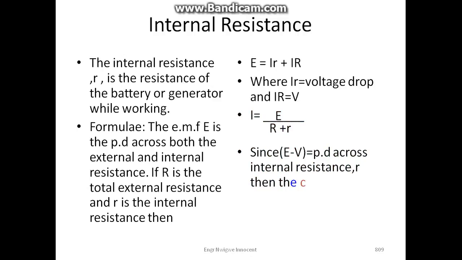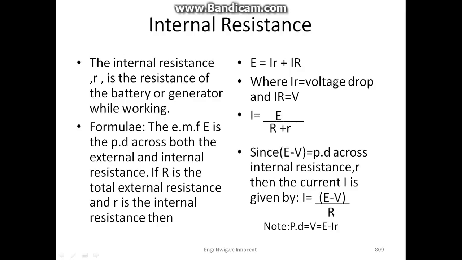Since (E minus capital V) is equal to the potential difference across internal resistance small r, then the current is given by I equals to (capital E minus capital V) all over small r. Note, potential difference V is equal to capital E minus capital I times small r.